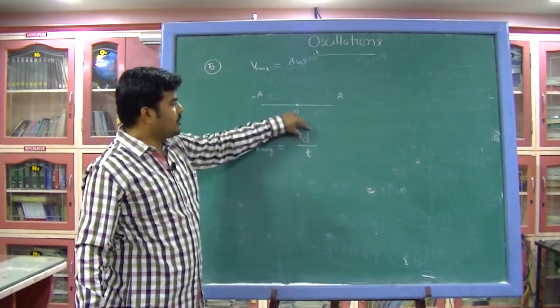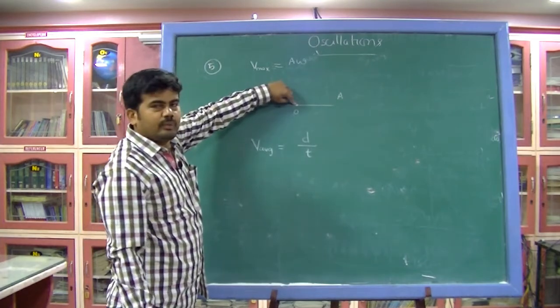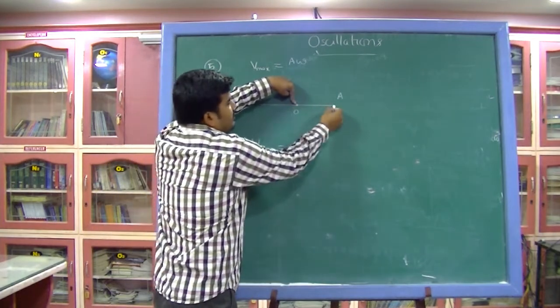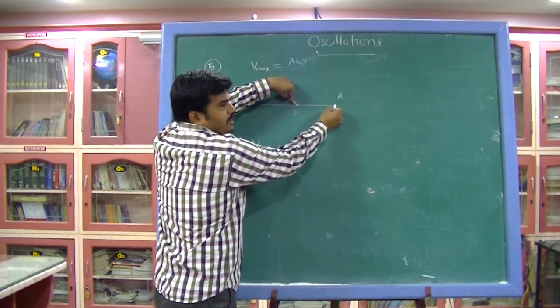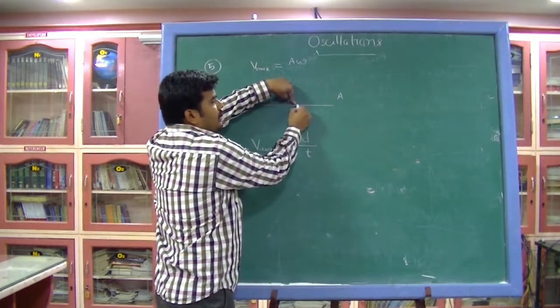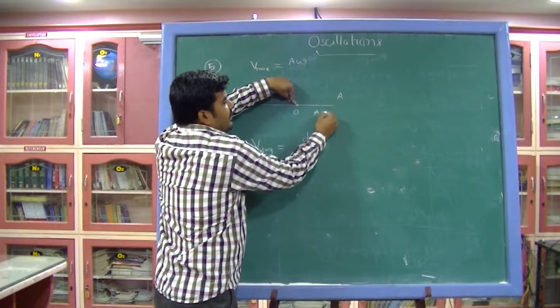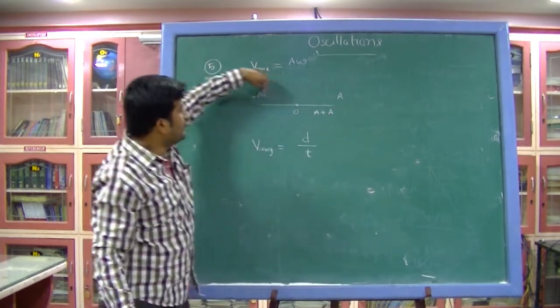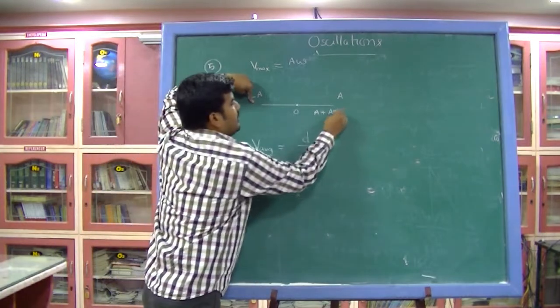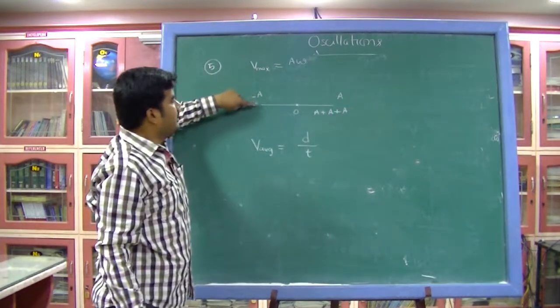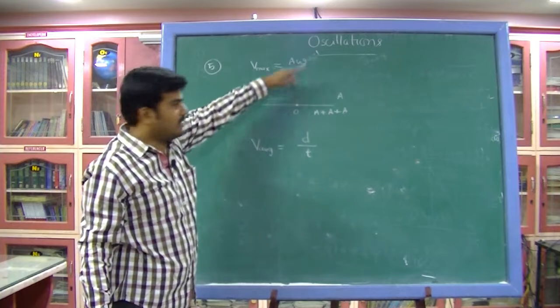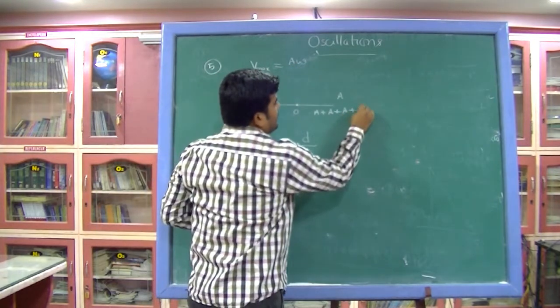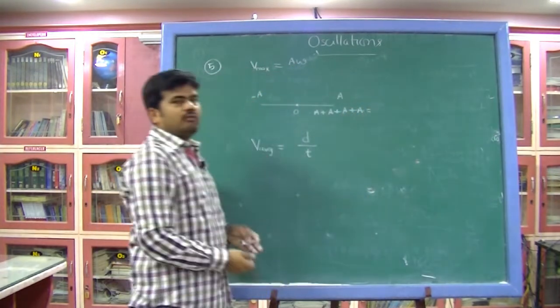So first let us find out the total distance. If it starts from here, it will go this side, covering a distance A, and again coming back to O, it will cover another A. Again moving to the left side extreme, it will cover another A, so plus A. Next, moving back to O, it will cover another A. This is the total distance covered in one oscillation.